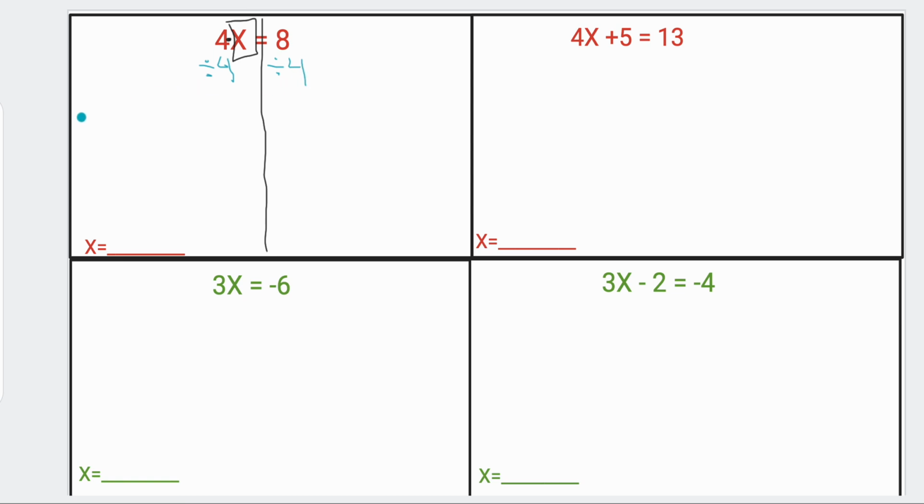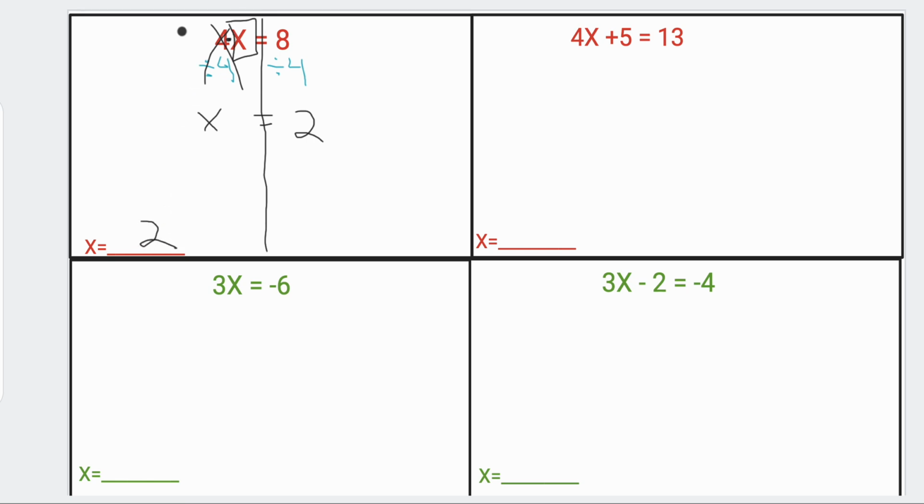So on the left side, 4 divided by 4 cancels out. And that gives me x all by itself. I'm going to bring down the equal sign. Remember, the equal sign always stays here on the line. 8 divided by 4, pull out your calculator if you don't know, is 2. So we're going to write here x equals 2.